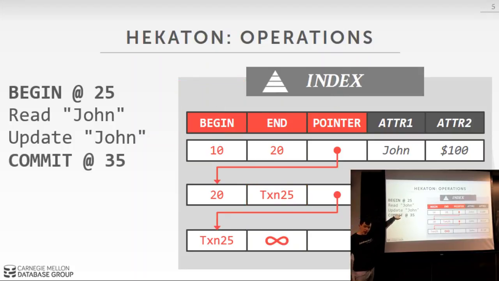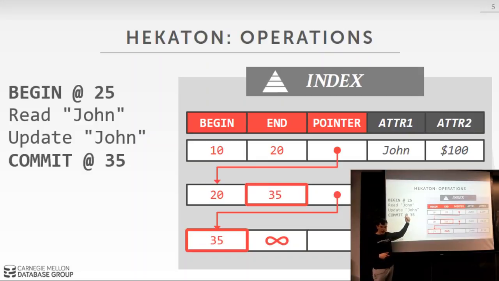And now I get my end timestamp here. And then what I'm going to have to do is go back to every version that I read or modified as part of creating a new version. So the old version and the new version. And now I need to go flip the placeholder transaction ID that I had in these timestamps here, flip them to my commit timestamp. And at this point, then the transaction is considered to be fully committed.